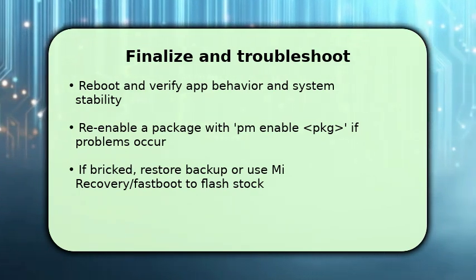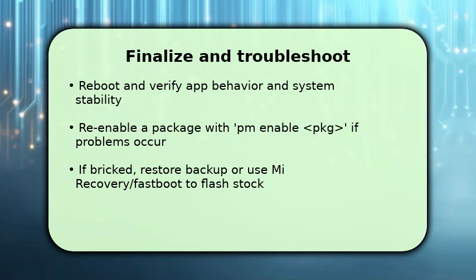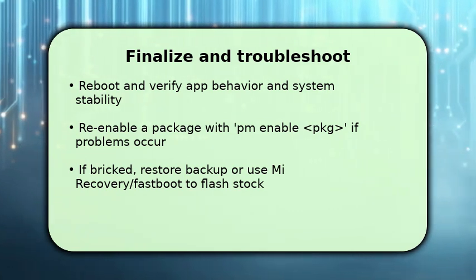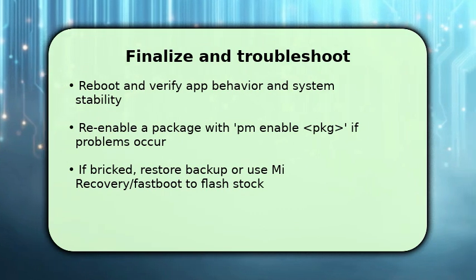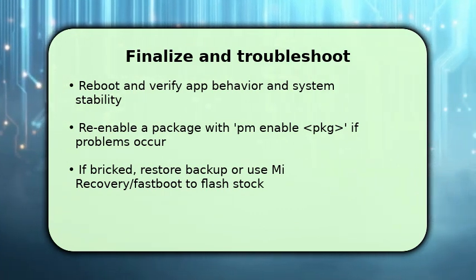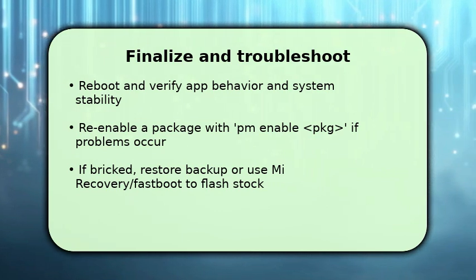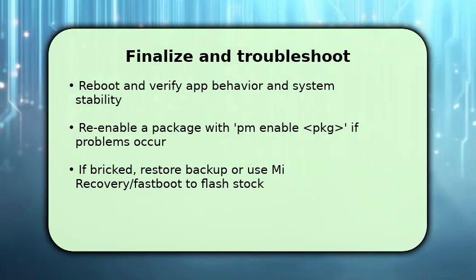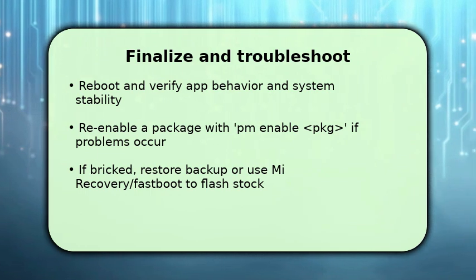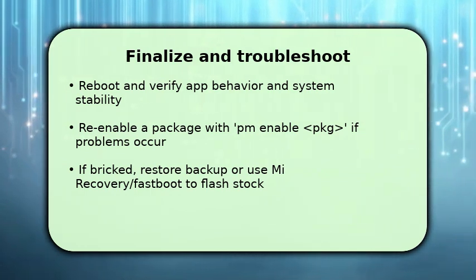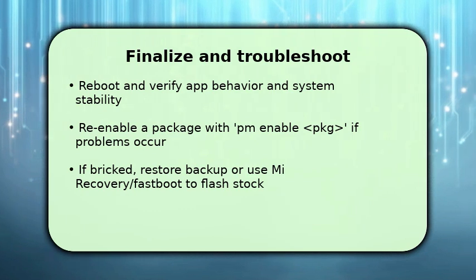If you see issues, re-enable the specific package immediately using pm enable to restore functionality. This is faster than a full restore. For persistent failures or a soft brick, use your backup or recovery/fastboot to flash stock firmware. Always keep a tested backup and a list of changed packages for quick rollback.